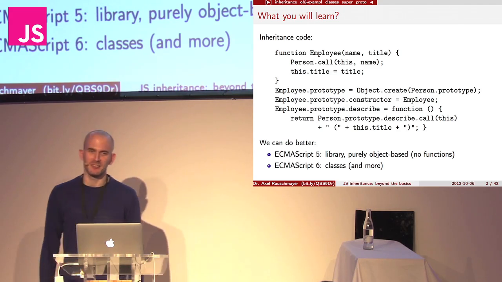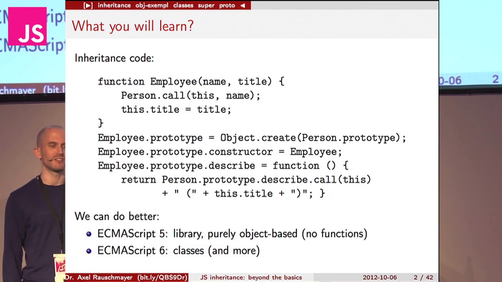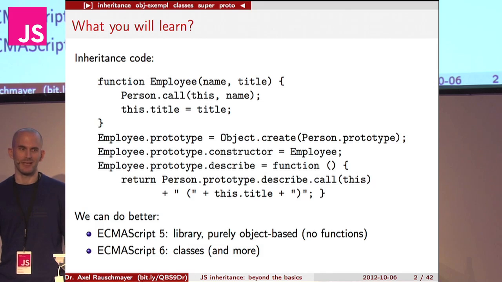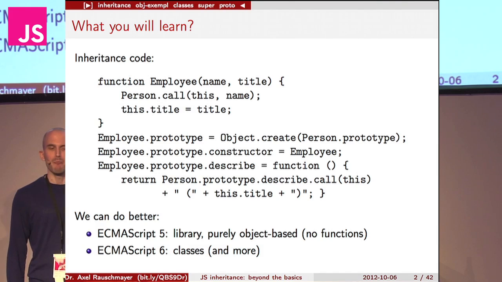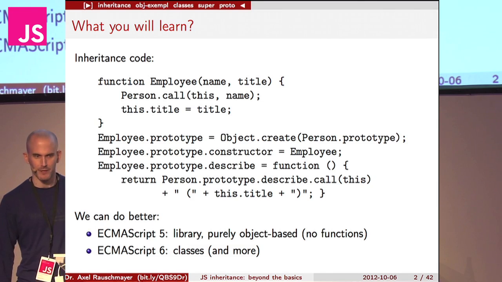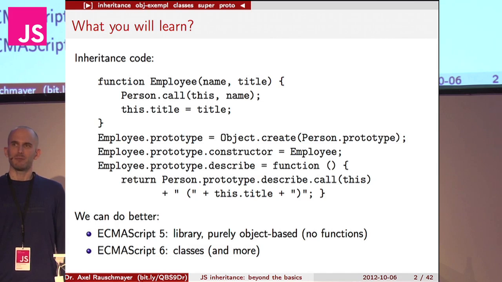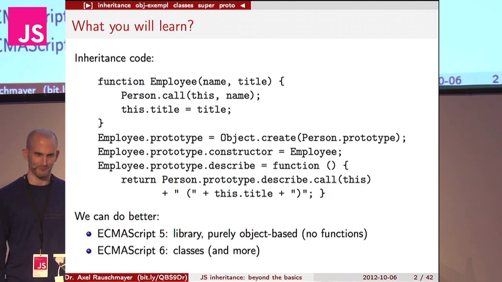First, let's look at the snippet. And I'm guessing that most of you have written similar code. And it's ugly. Can we do better? Yes, we can. And in this talk, I'm going to look at a library for ECMAScript 5 that is going to be purely object-based. There are not going to be any functions, and that will make things very pretty. And we're also going to look at ECMAScript 6 that brings a lot of very cool goodies with it. So you have classes, and you have even more.